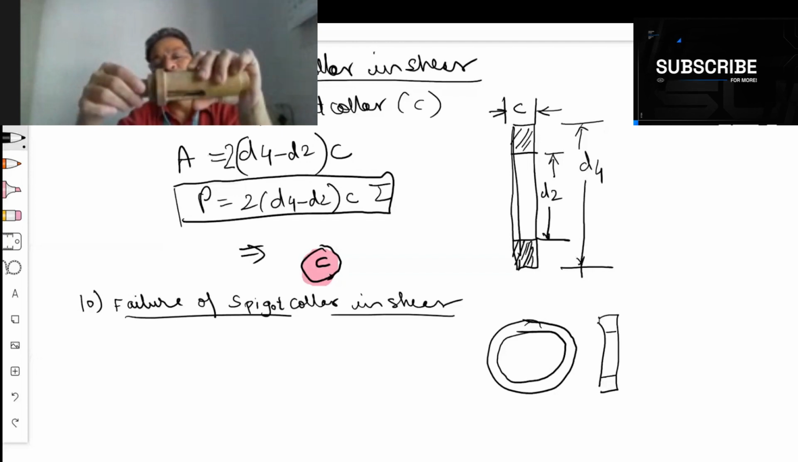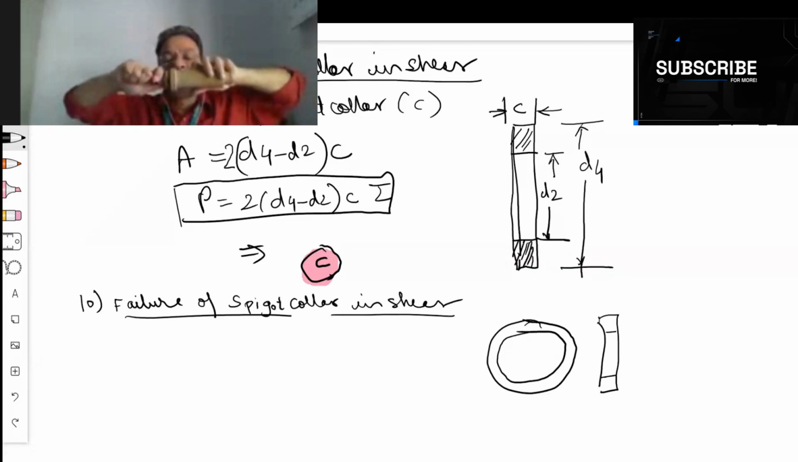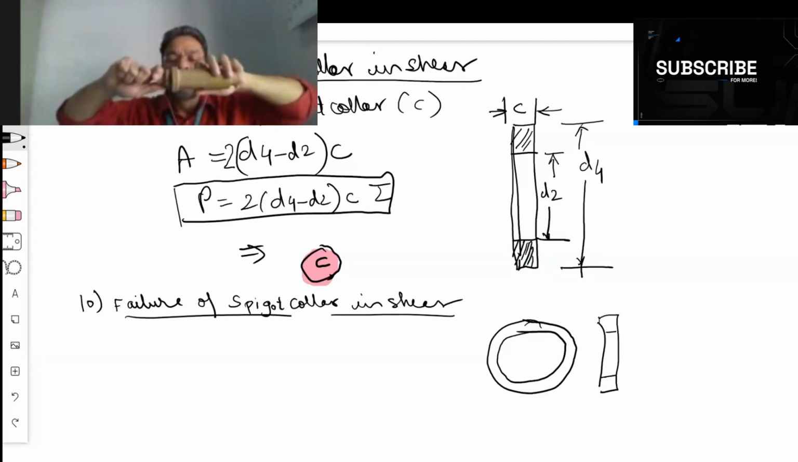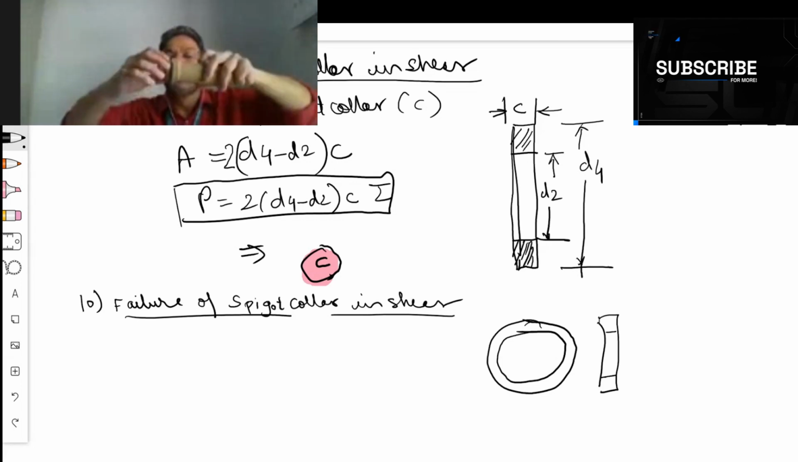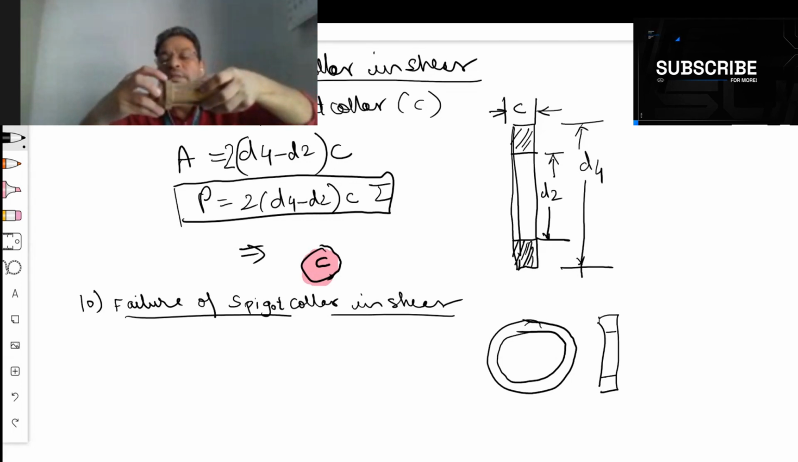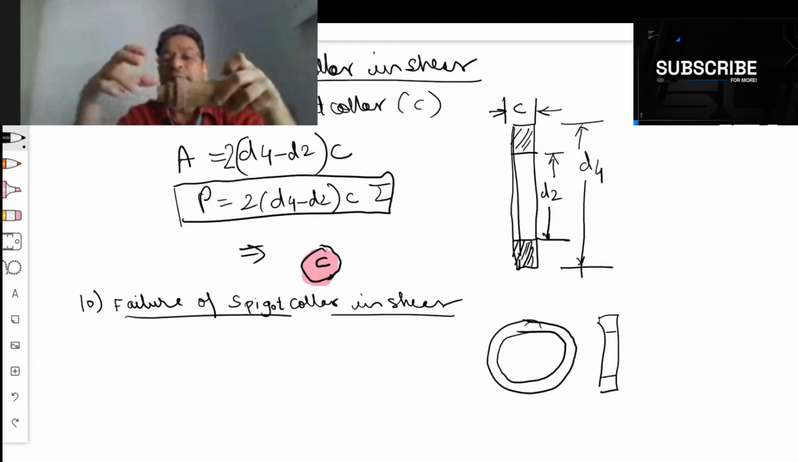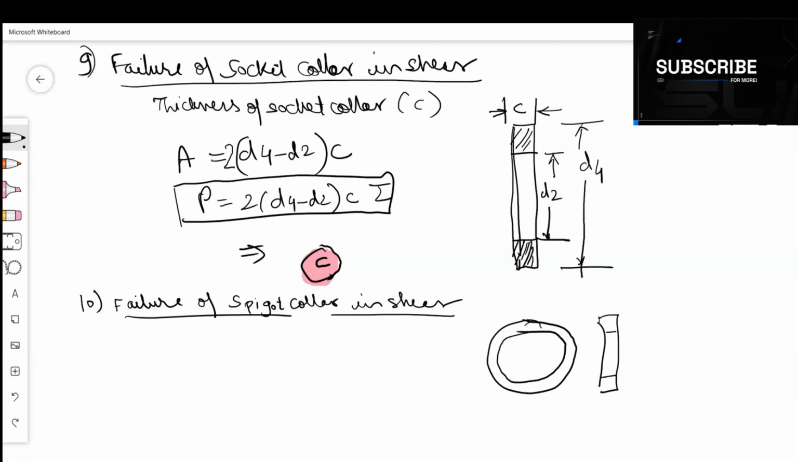Now when this force is applied, will it be applied if it is pulled like this? No. When it is pulled, there will not be any shearing or crushing, because the socket collar and spigot collar try to go away from each other. But when it is compressed, they try to come close to each other and exert force on each other. When they exert force on each other, there can be two things that can happen.